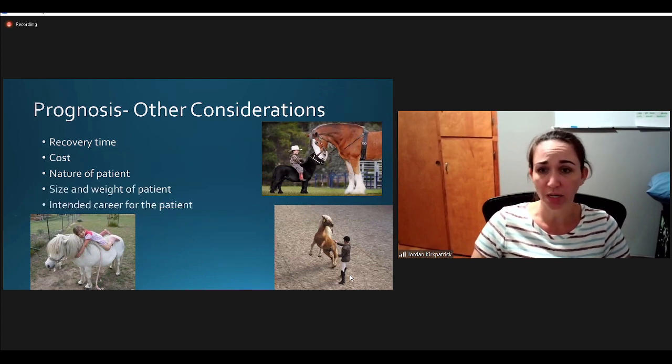And again, size and weight of the patient. So this pony is going to have a much better prognosis than this giant draft horse, just because of the weight of the two. And then again, the intended career for the patient. Some fractures can go back into a full athletic career after they're healed, and some are pasture sound or sound for breeding, but nothing else. That can determine whether a client wants to move forward or not.